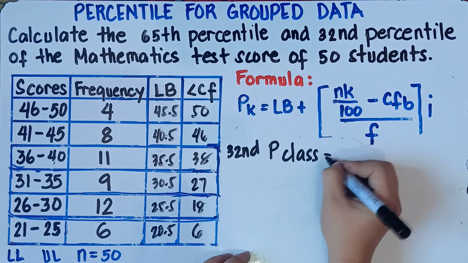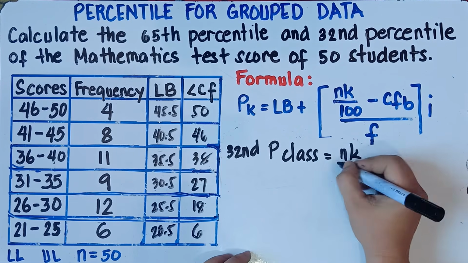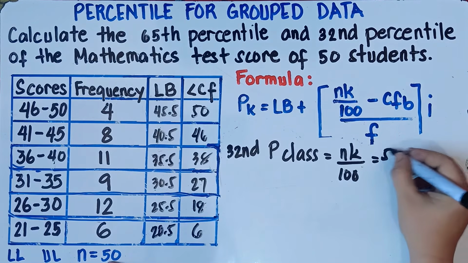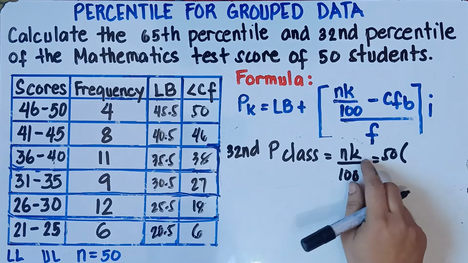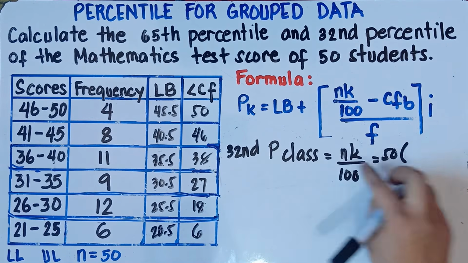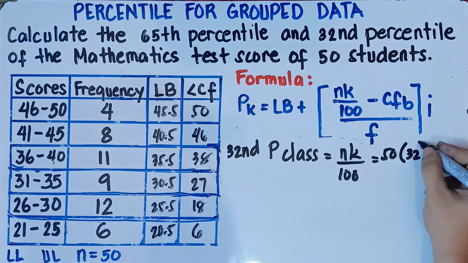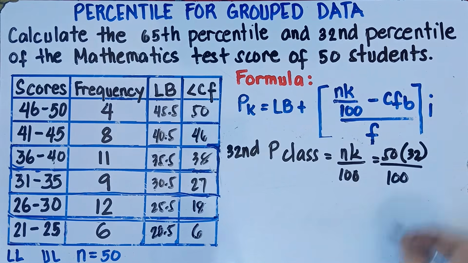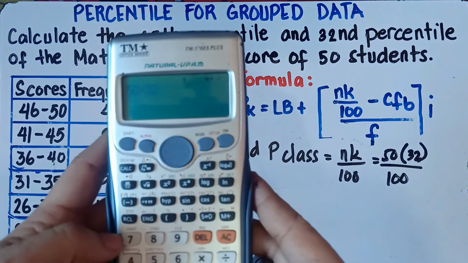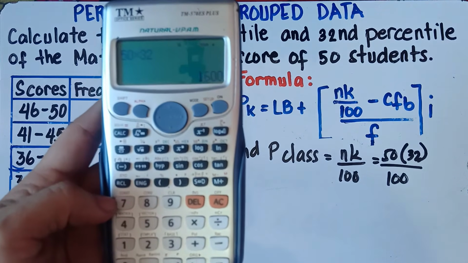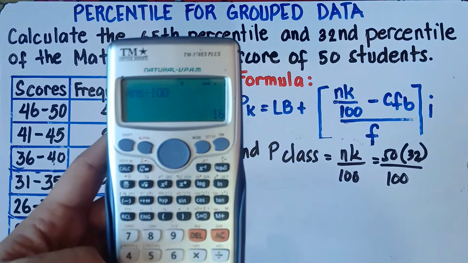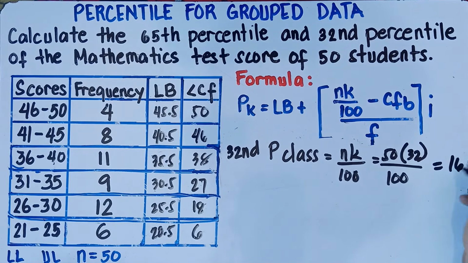The formula is NK over 100. Once again, N is the total number of frequency, that is 50, and K is the percentile that you're looking for. We're looking for the 32nd percentile, therefore our K is 32. Then divide by 100. So multiply 50 times 32, that is 1,600. Divide by 100. This will be 16.